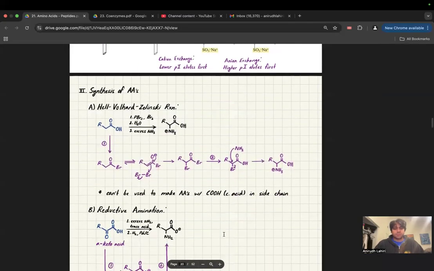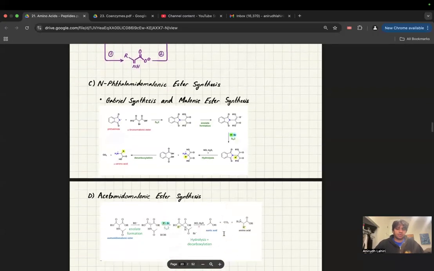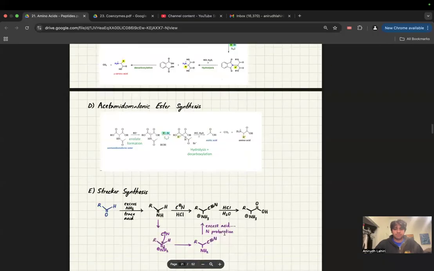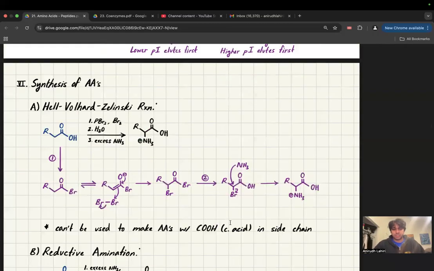Okay. So now we're going to be moving on to more mechanistic things. There are a couple of different ways to synthesize amino acids. I think we're going to go through three or four of them. I guess we're going to go through five of them. The first way to do it is HVZ, Hell-Volhard-Zelinsky.